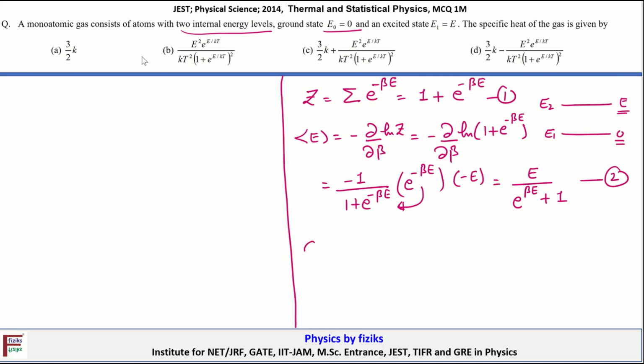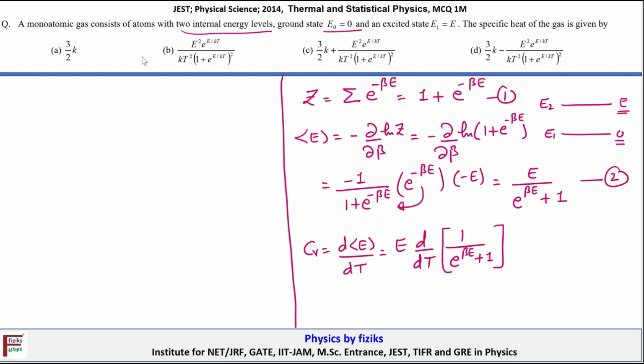From here the heat capacity Cv equals dE by dT, and that is equal to, taking E outside because it's a constant value, E times d by dT of 1 upon (e power beta E plus 1).